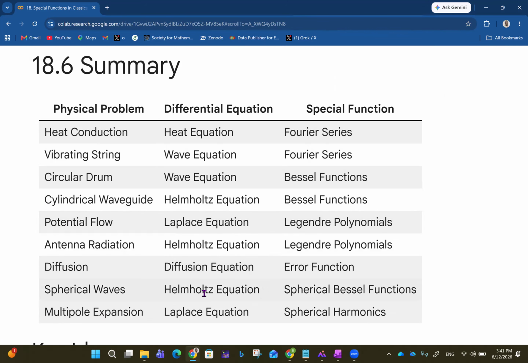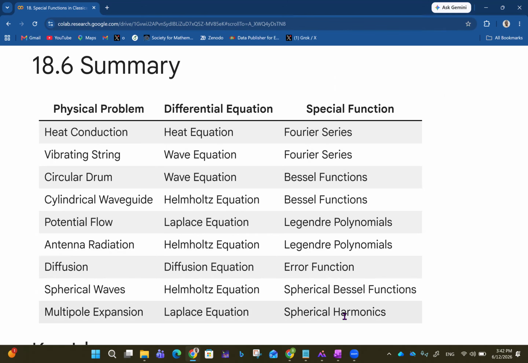For diffusion, which we just saw, we have the diffusion equation and the special function attached to it is the error function, and of course the complement of the error function. Then you have the spherical waves, Helmholtz equation still, with spherical Bessel functions as the special functions attached in that situation, and you have the multipole expansion, with the differential equation being Laplace equation and the special function being the spherical harmonics.